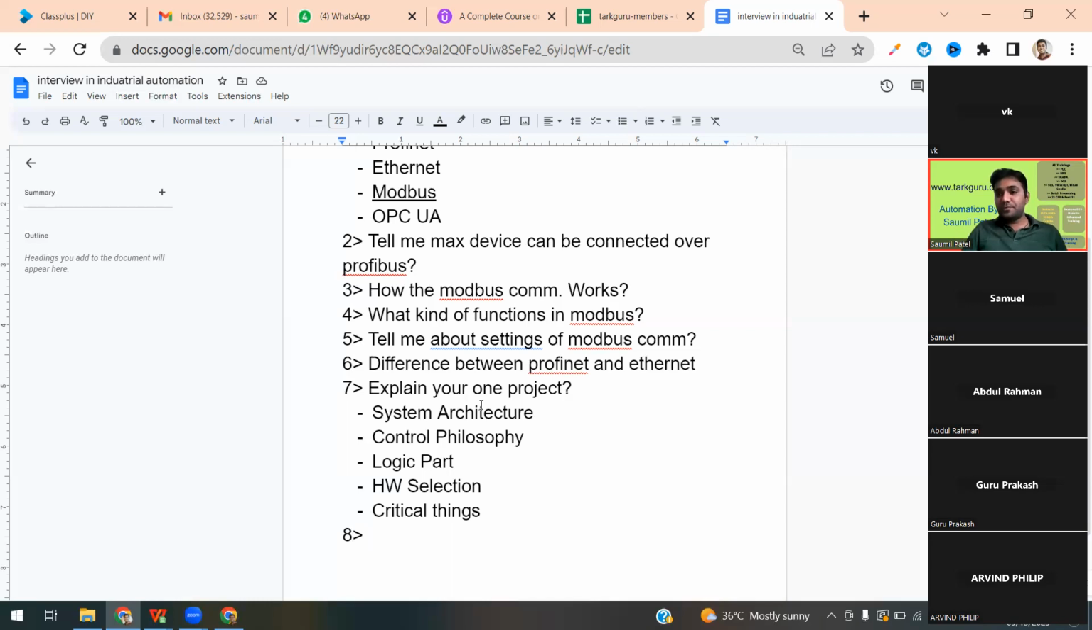So if the interviewer asks how the Modbus communication works, you need not explain it like this, just communicating, just data transfer from one device to another device. This is not the way to explain, right? You need to explain in a detailed manner so that the interviewer assumes that yes, you have a deep knowledge.